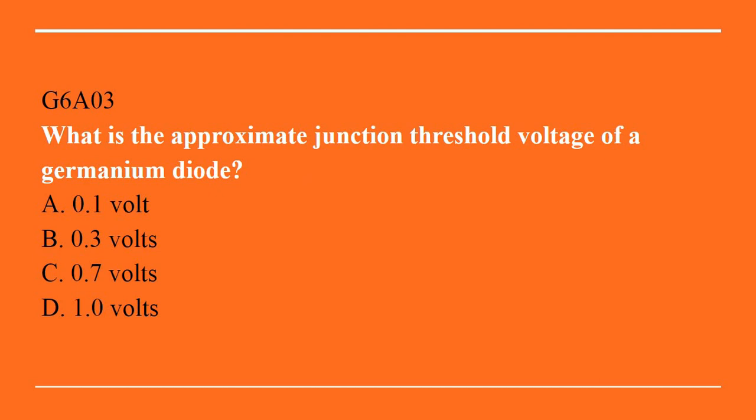G6A03, what is the approximate junction threshold voltage of a germanium diode? A. 0.1 volt, B. 0.3 volts, C. 0.7 volts, or D. 1.0 volts? Correct answer is B. 0.3 volts.